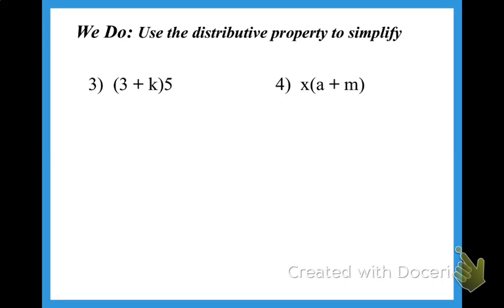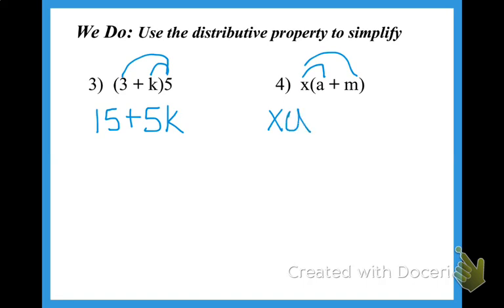I notice in number 3 that the 5 is on the opposite side of the parentheses, and that is okay because it still follows my qualifications of being a value multiplied by a quantity in parentheses. So I am still going to distribute. 5 times 3 is 15, and 5 times the letter k is 5k. Now with variables, it does look confusing, but it is still times there. So a times x, or x times a, is xa, and x times m is xm.